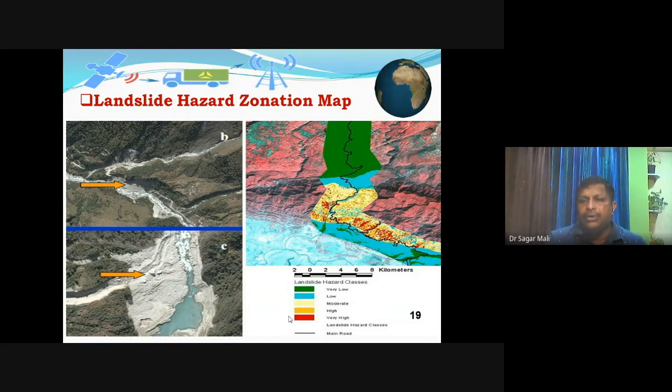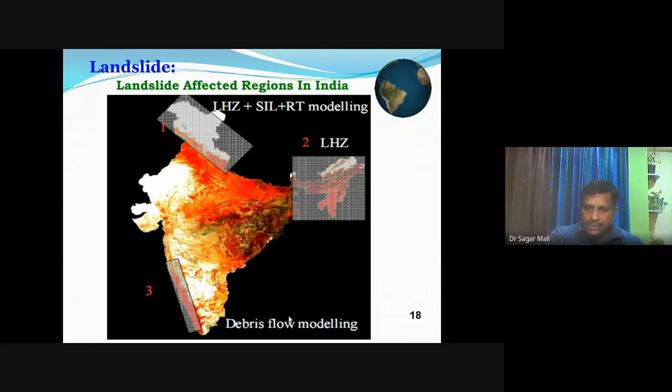And when we get the hazard zonation map, we can identify in which area the risk of landslide is very high and which villages will come under that zone. So we can easily redivert and relocate these people into a safer zone. So for that, remote sensing plays a very important role in landslide hazard zonation mapping. This shows the landslide prone areas in India, where the incidence of landslides is normally very frequent.